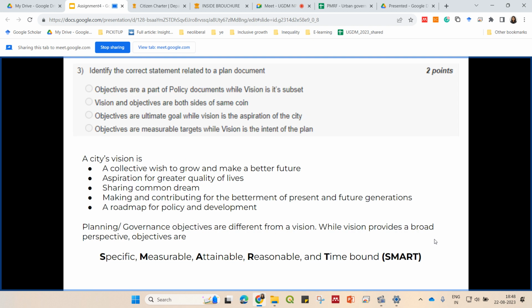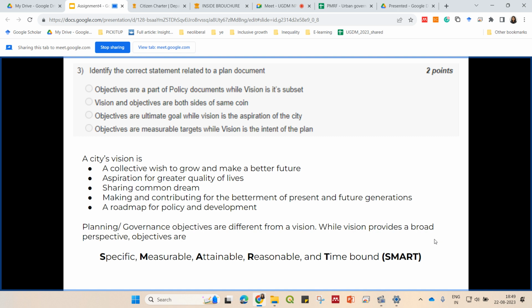Next question. So the next question for today is: identify the correct statement related to a plan document. And you are given four options. Objectives are a part of policy documents, while vision is its subset. Vision and objectives are both sides of the same coin. Objectives are the ultimate goal, while vision is the aspiration of the city. And the last option is objectives are measurable targets, while vision is the intent of the city.